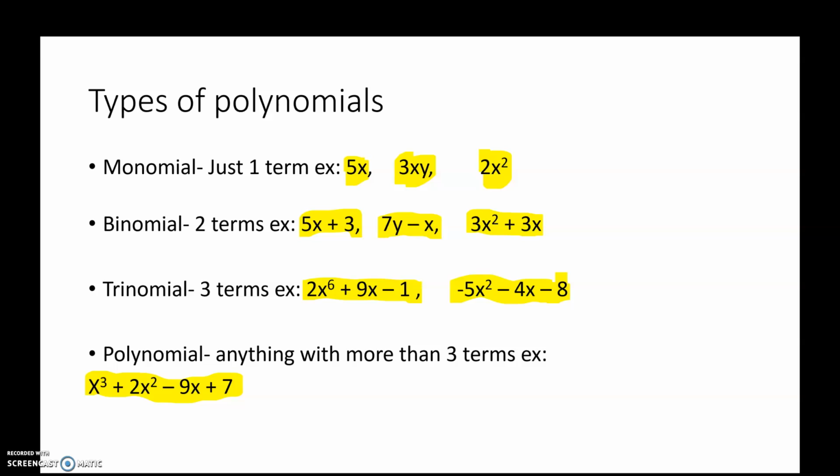And then a polynomial is just a generic term for anything more than three. We only named the first three, monomial, binomial, trinomial. So anything bigger than three terms is called a generic polynomial.